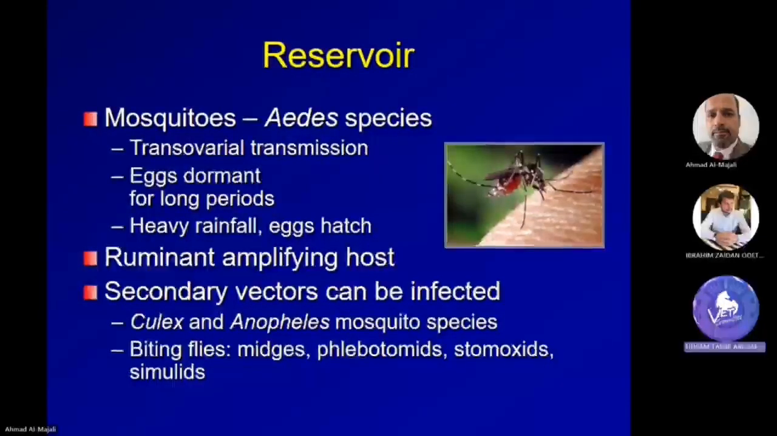This is number one. Number two, it means that this mosquito can keep the virus for the next season and the season after if they go into latency. Sometimes eggs or adult mosquitoes are preserved to the next season, especially in areas where it's cold.